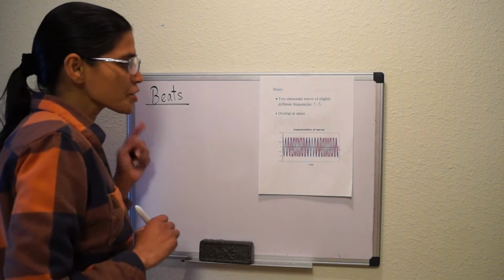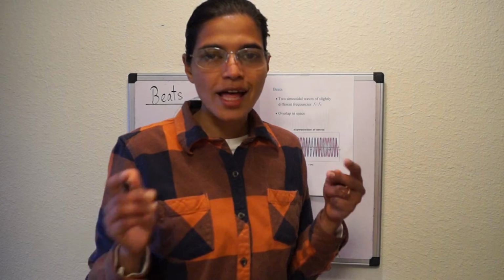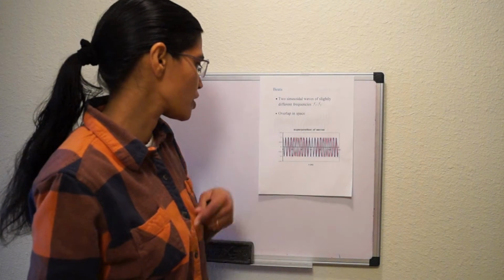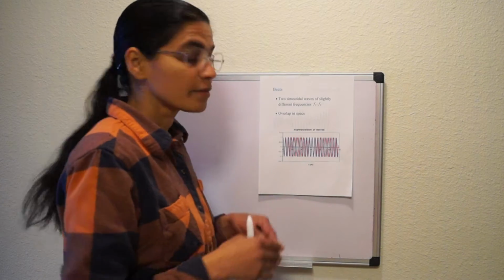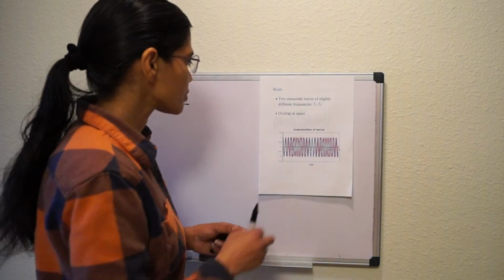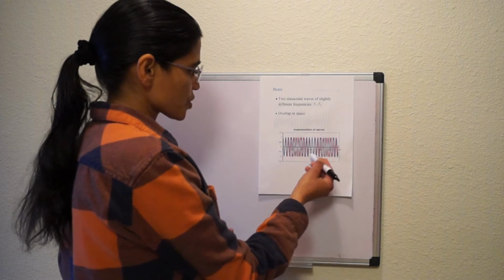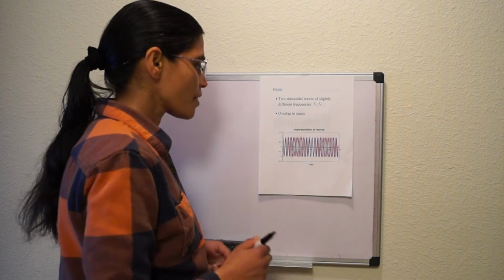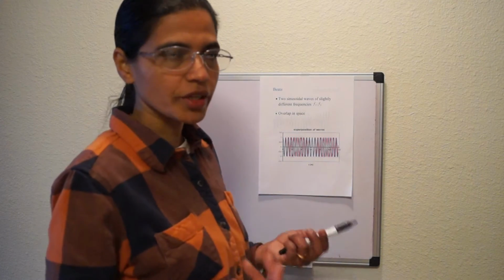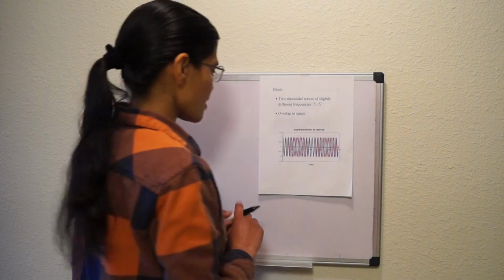Beats. So when two sinusoidal waves of slightly different frequencies, let's say F1 and F2 here, overlap, meaning they are superimposed on each other, then we'll see the superposition of the wave here, right? Okay, that sounds more mathematical. What does it really mean? Okay, that's the part, right?